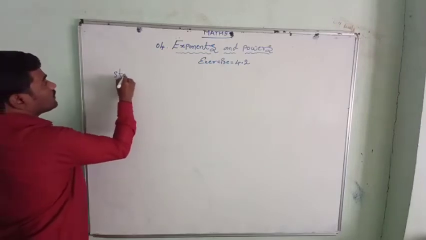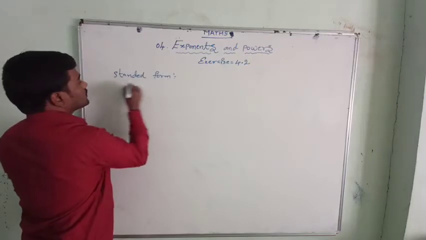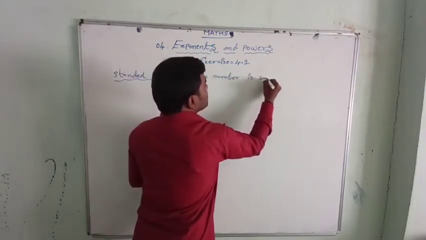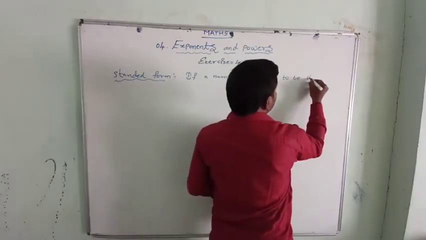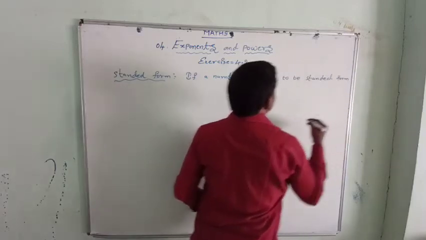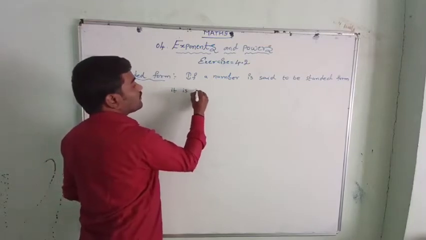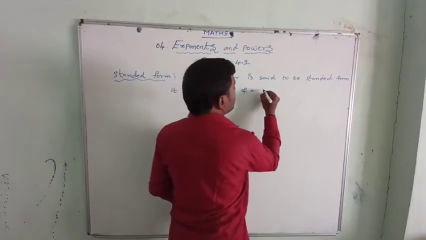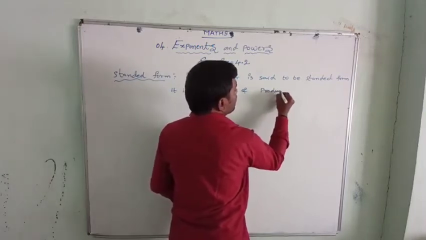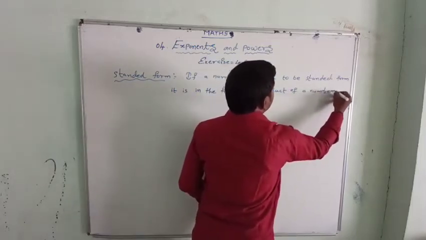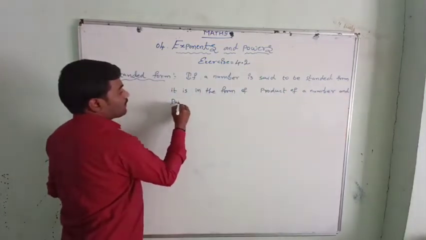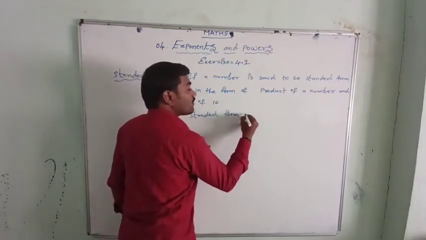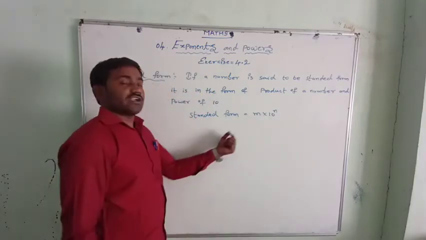What is the meaning of standard form? If a number is said to be in standard form, it is in the form of a product of a number and a power of 10. So the standard form is equal to m into 10 to the power of n.